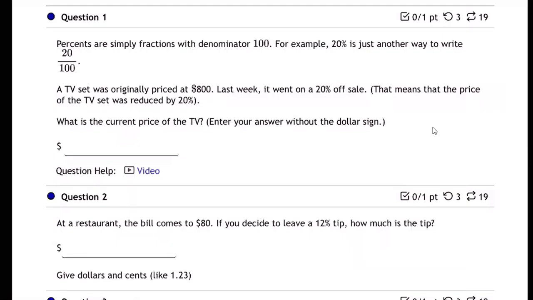Okay, so question number 1 here. It's giving us a little instruction about percentage, and it's good to talk about it. Percents are simply fractions with a denominator of 100. For example, 20% is just another way to write 20 per 100.